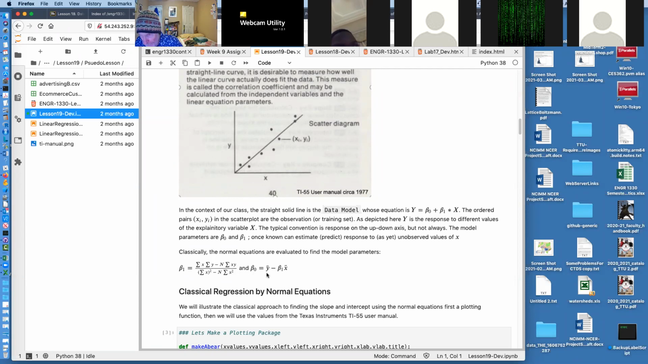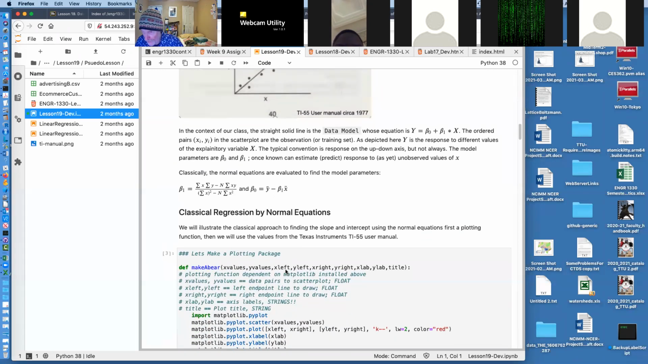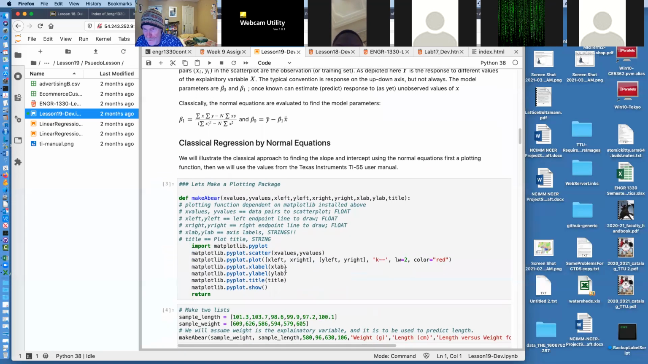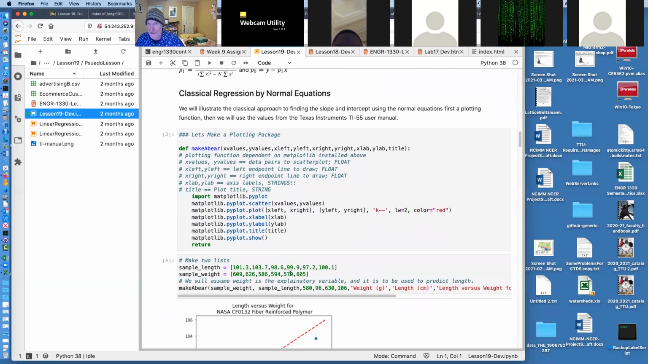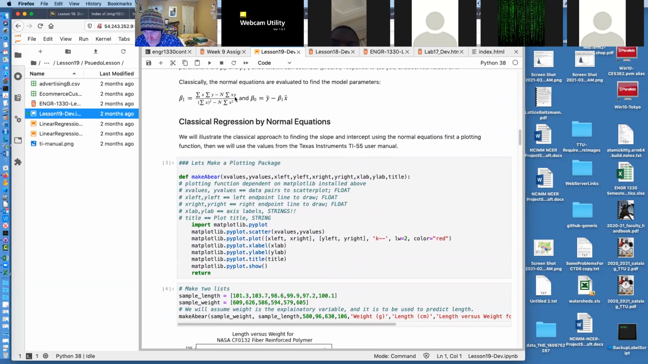And then beta 0 is the mean value of the y observations, y bar, minus that computed value beta 1 times the mean value of the features, x bar. Okay, so we've got the normal equations presented to us without any kind of proof. You will get that in your statistics class at some point. Let's just go ahead and pretend that it's correct. We're just going to apply this. We're going to use our Python scripting skills, and we'll do classical regression using the normal equation.